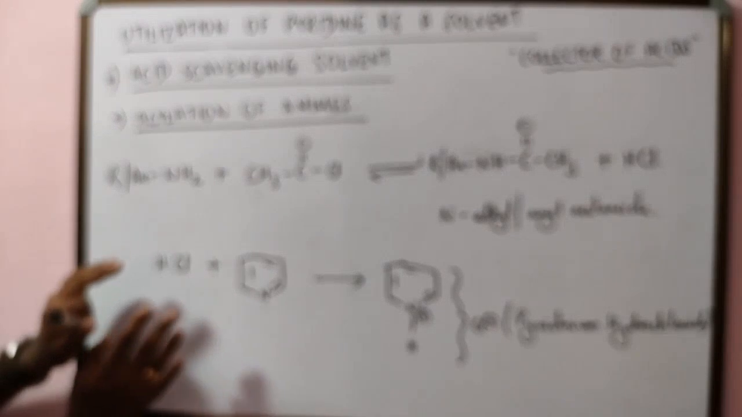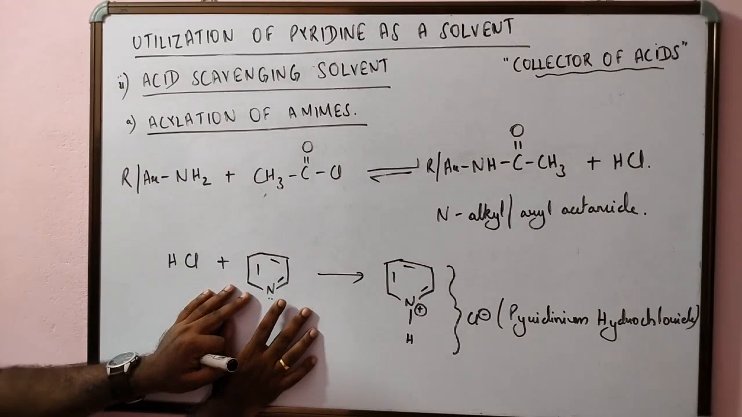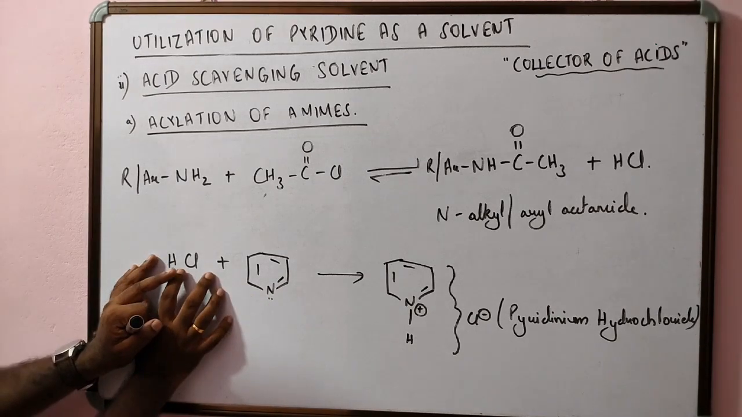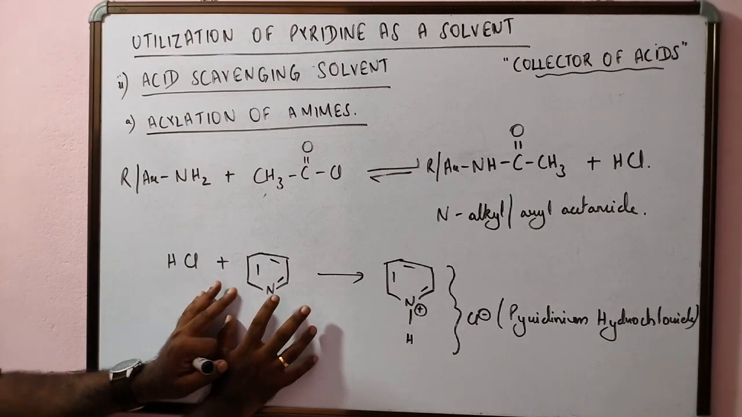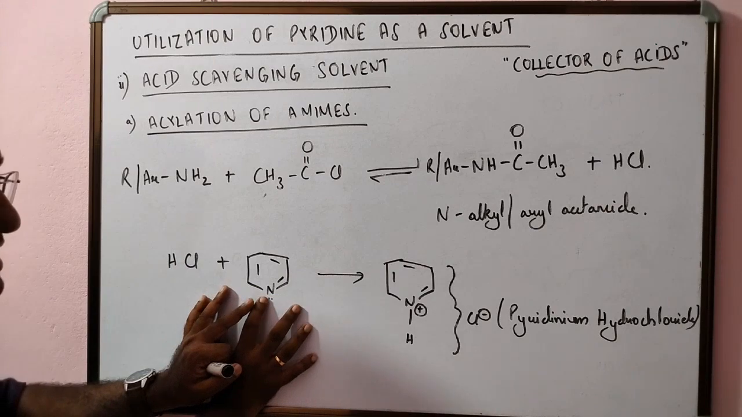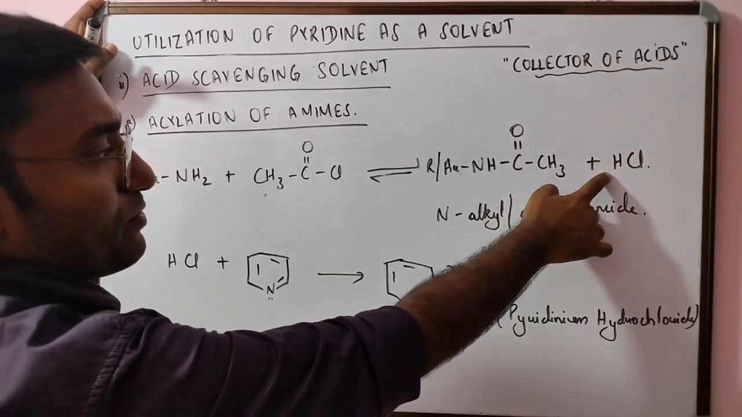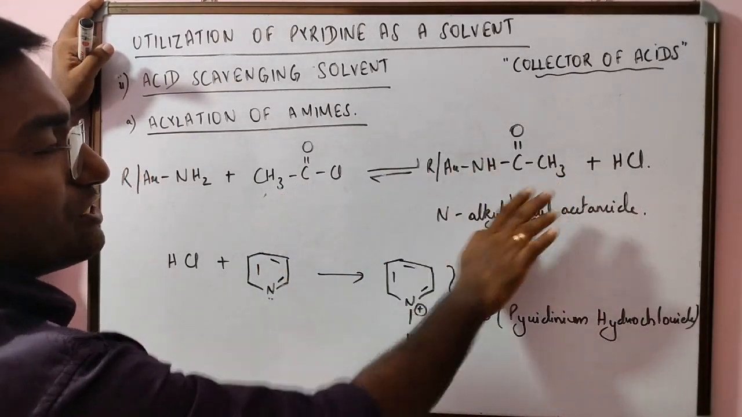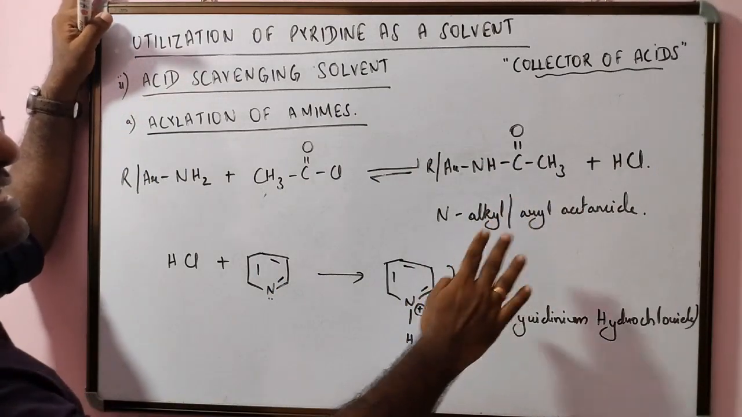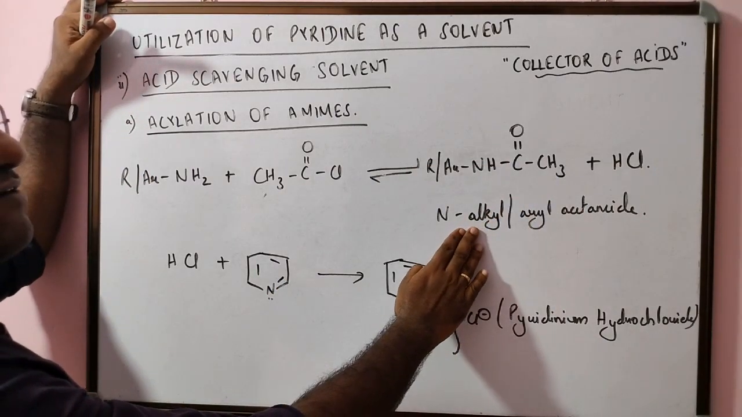To sum up, what has happened here is that the pyridine has collected the acid or consumed the acid in itself, leading to the elimination of the byproduct and propelling the reaction forward, thus increasing the yield of our product.